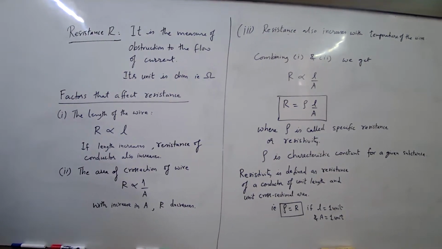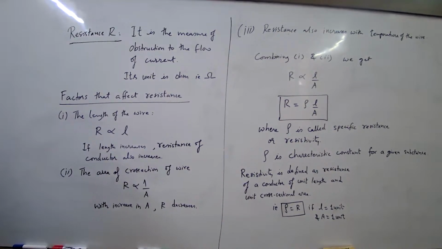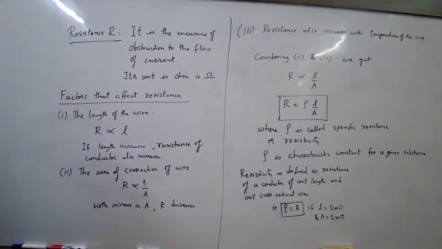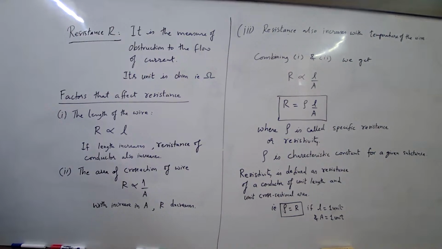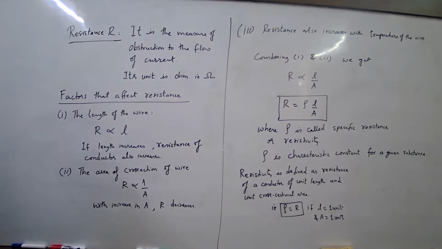10 raised to minus 8. And what is nickel? 6.8 into 10 raised to minus 8. But when they are mixed and made into an alloy, their resistivity drastically increases. So as individual metals, the resistivity is less, but as an alloy, the resistivity is much higher.